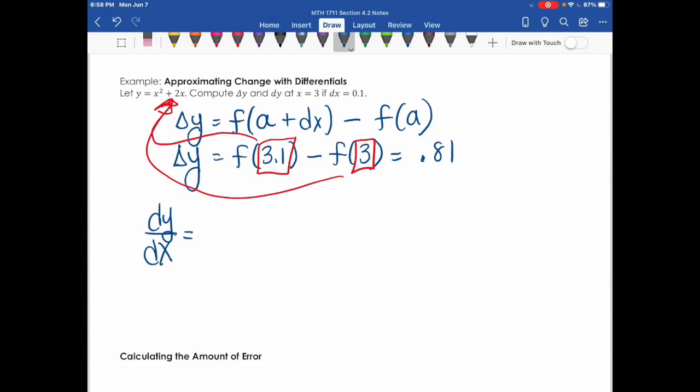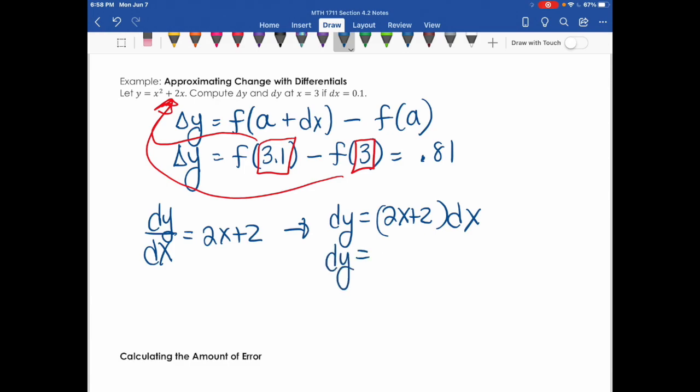So if I take the derivative of y with respect to x, that's 2x plus 2, and then I have to multiply both sides by the dx. And then I'm going to plug in 3 and 0.1. And what we got before when we did this was 0.8.